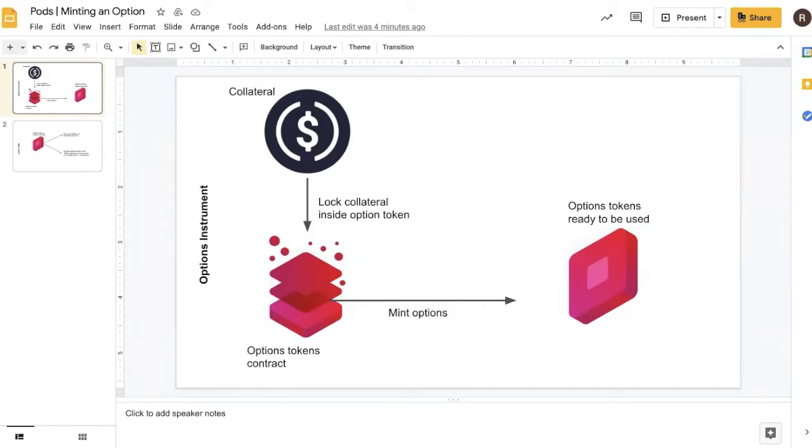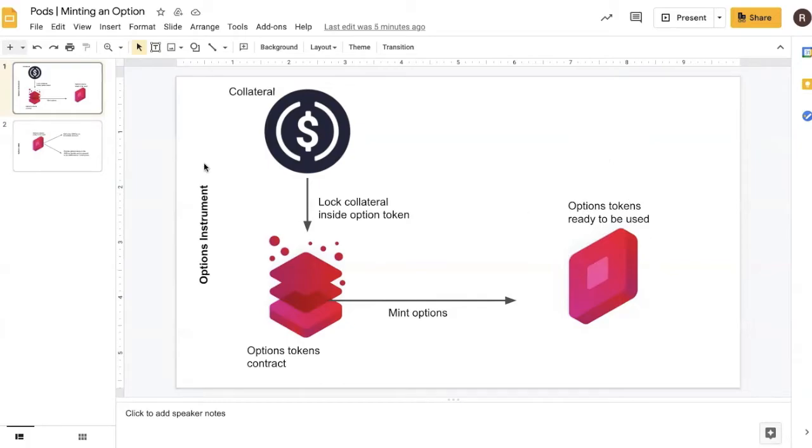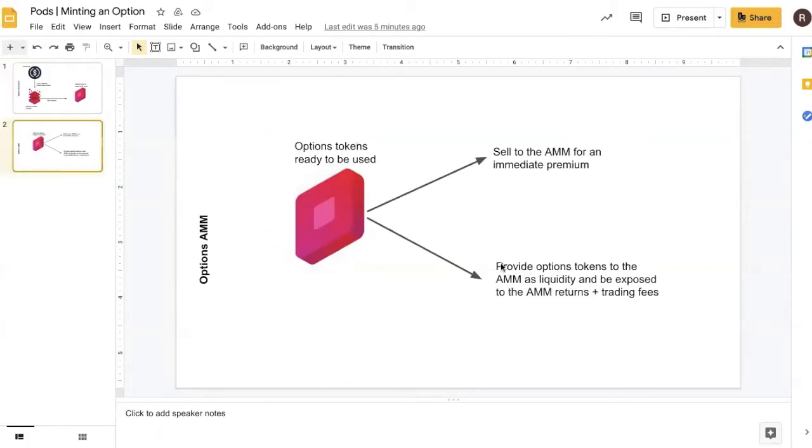After you lock collateral inside an option contract, inside an option token, you mint this option token in the process of locking collateral inside of it. Once you minted those tokens, you have options tokens ready to be used. Once this is done, you have two possibilities within our protocol.